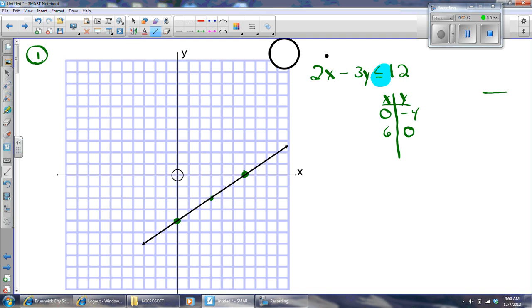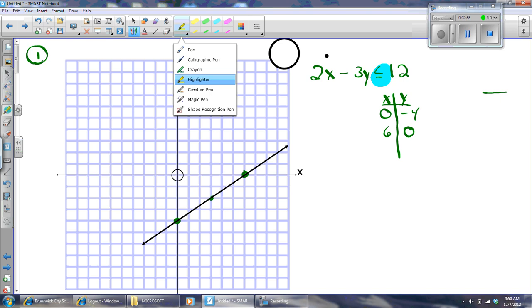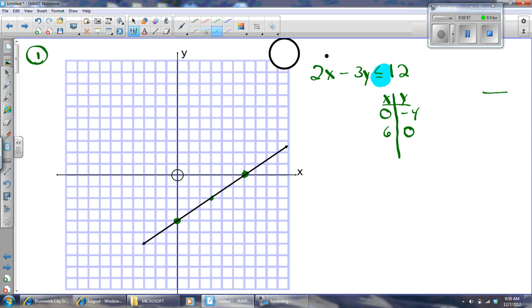Okay, so now I'm going to do my shading. Well, before I do my shading, I need to do my test point, don't I? And for my test point, I'm going to plug in 0 for x, 0 for y, and see if that's true. Is 0 less than or equal to 12? Well, it sure is. So that means I'm going to shade where my test point is.